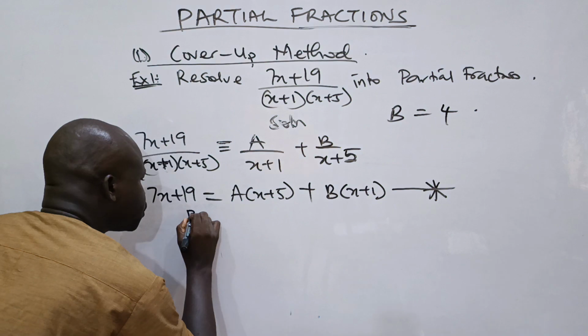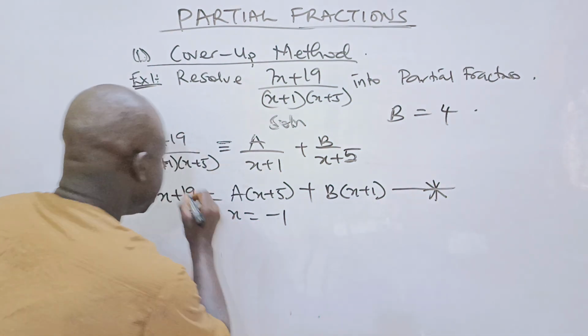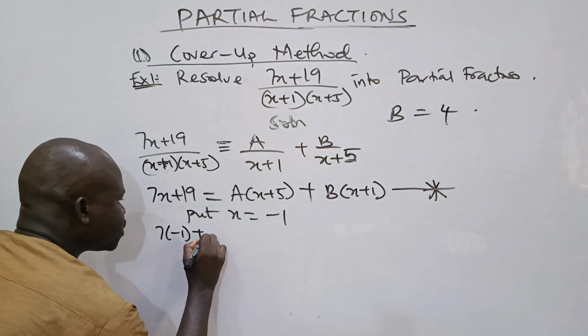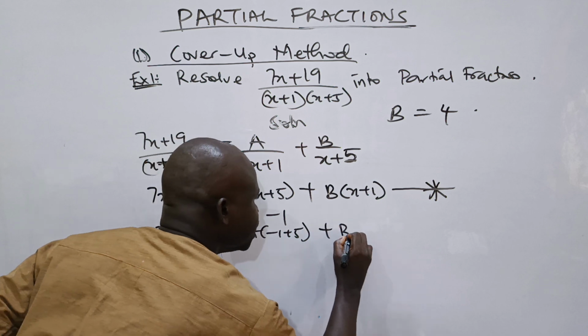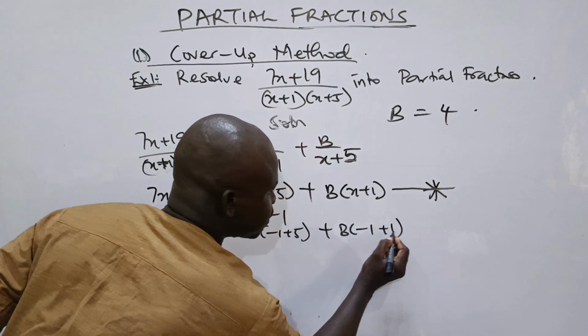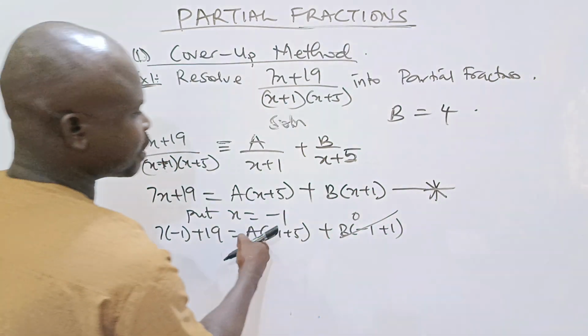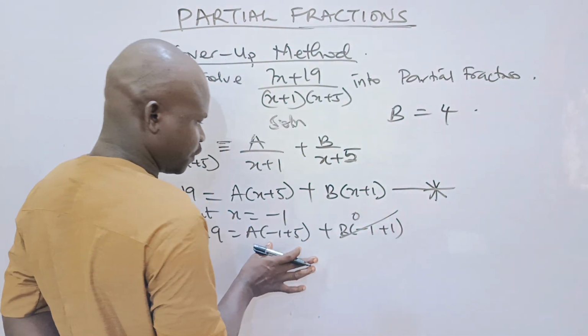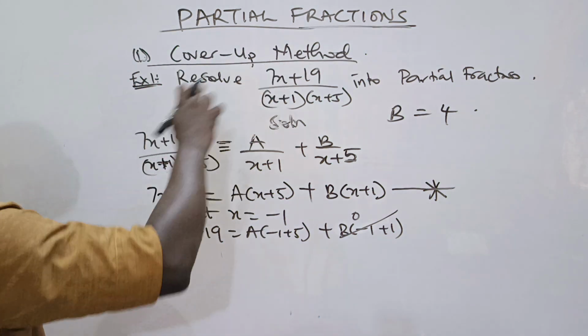Then we say put x equal to minus 1, because we have x + 1 here. If we do that, we have 7 into bracket minus 1, plus 19, equal to A into bracket minus 1 plus 5, plus B into bracket minus 1 plus 1. Minus 1 plus 1 is 0, so everything here will be 0, and we'll be able to get the value of A. The implication is that when I cover this up, I get the value of A. When I cover A up, I get the value of B. That's why the method of resolution is called the cover-up method.